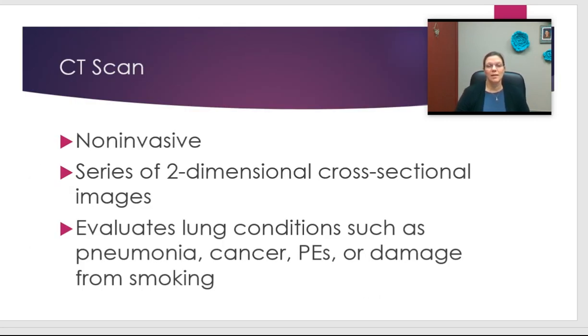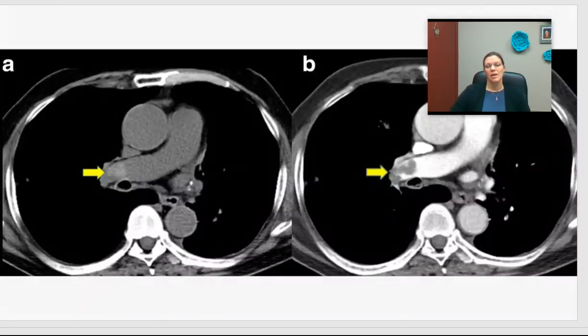CT scans are oftentimes orders that are written for a patient with lung issues. So a CT is non-invasive, and it's just a series of two-dimensional cross-sectional images. It's going to evaluate your lungs for conditions like pneumonia, cancer, PEs, or any other damage that comes from smoking. So a CT might look like this, and you see this is kind of plain. You can tell maybe there's some mild changes here compared to the tissue around it. And over here you can see that there's definitely something going on. CTs are pretty detailed.